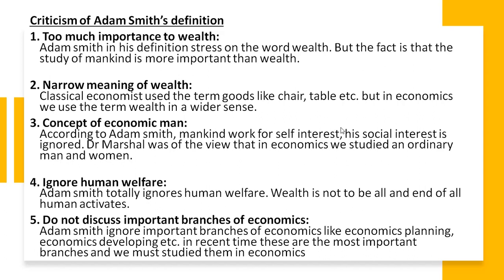Now, the narrow meaning of wealth. Classical economists use the term goods like chair, table, etc. But in economics, we use the term wealth in a wider sense. Just having physical items like chair, table, mobile phones, computers, jewelry items, and other things in your house or in your possession doesn't mean the accumulation of wealth. In the modern economy, we use wealth in a much wider sense. It includes welfare also. But the classical economist like Adam Smith only talked about material goods.